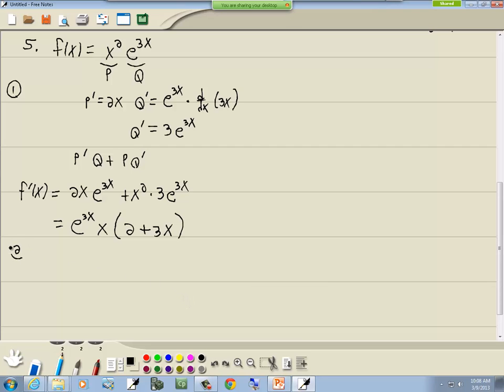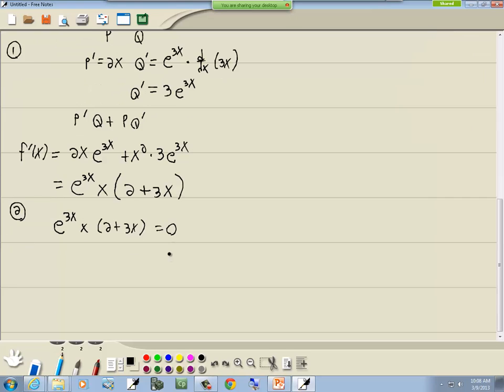Okay, step 2. Set this equal to 0 and solve it. So we got e to the 3x times 2 plus 3x equal to 0. Well, this is already factored. We got e to the 3x times 2 plus 3x. So we're going to set each factor equal to 0. So I'll set e to the 3x equal to 0. I'll set x equal to 0. And I'll set 2 plus 3x equal to 0.